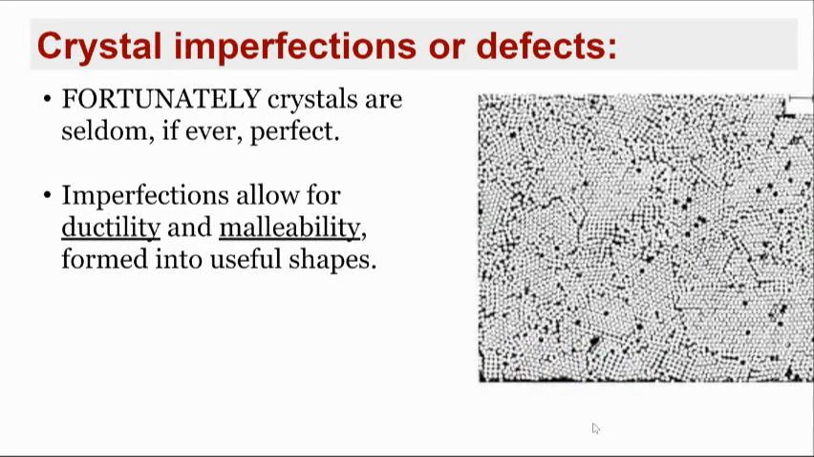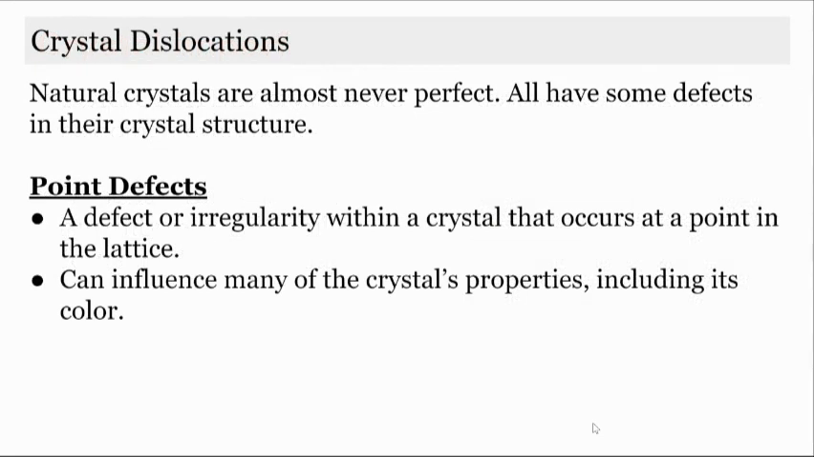Defects, though, in crystals are actually a good thing because imperfections allow for ductility, the ability of the metal to be stretched into a wire, and malleability, the ability of the metal to be flattened and formed into useful shapes. So natural crystals are almost never perfect. All have some defects in their crystal structure.